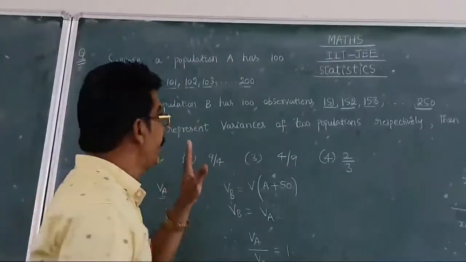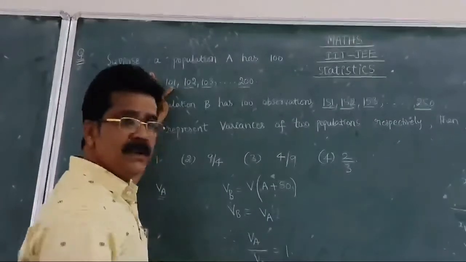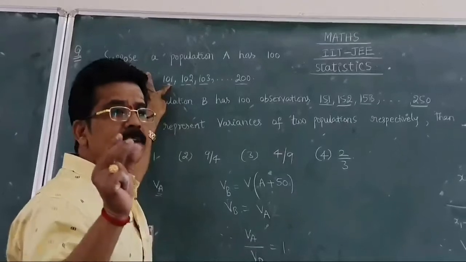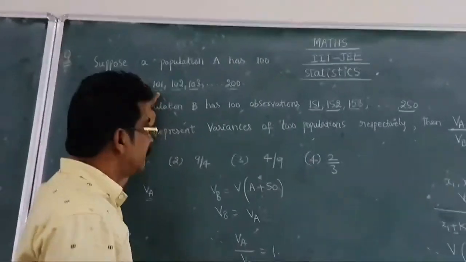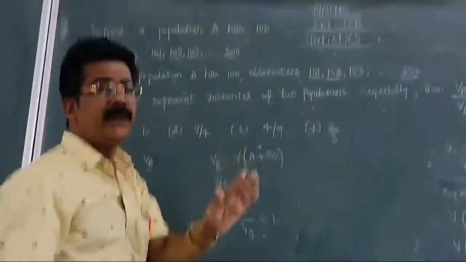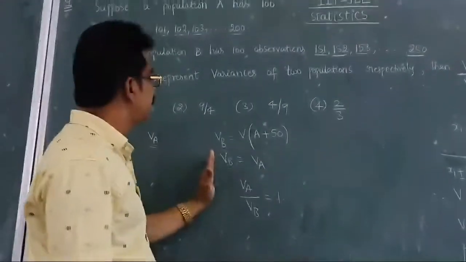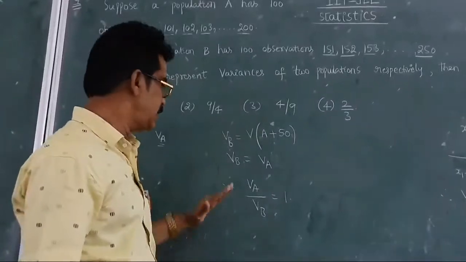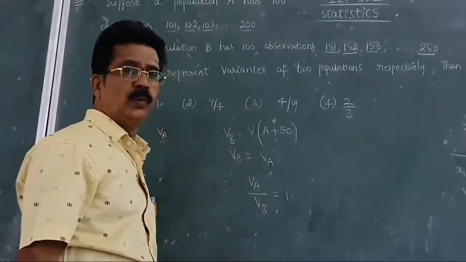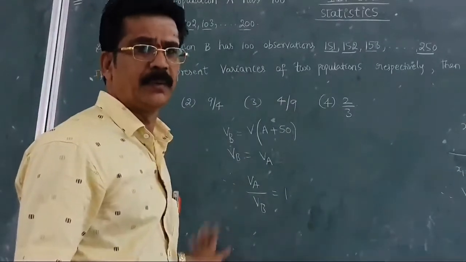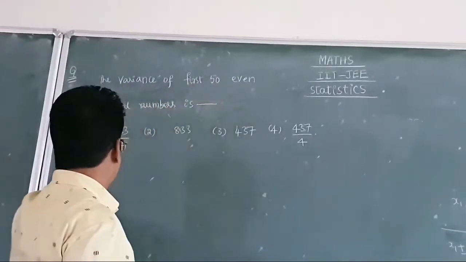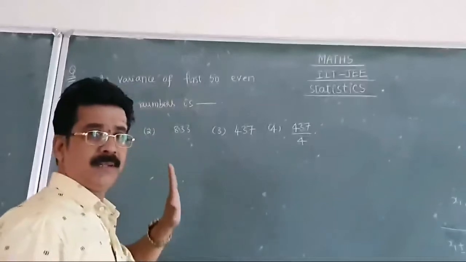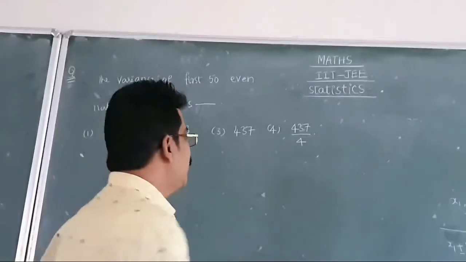So finally, even if we add or subtract a fixed value to each and every observation, the variance does not change. VA is equal to VB. In such a case, VA by VB equal to 1. Understand? Hence the answer. Next problem: the variance of the first 50 even natural numbers is what? This is the question. Okay, one minute.